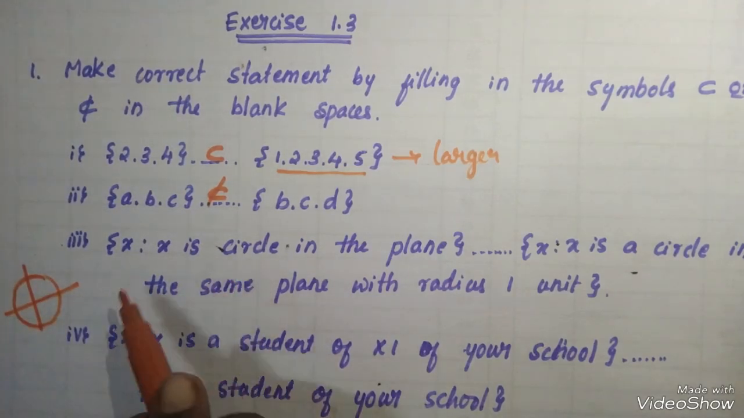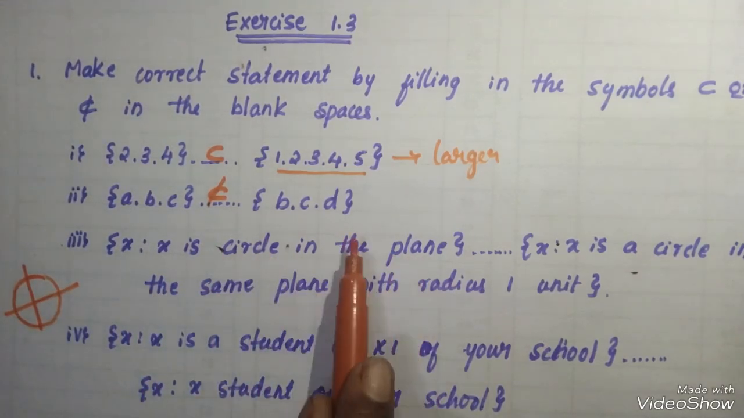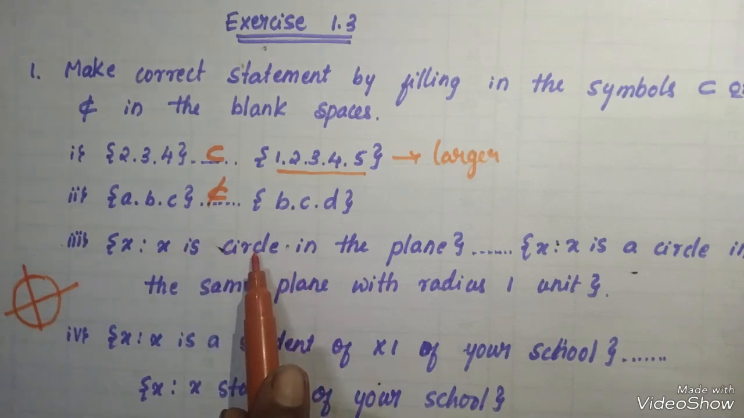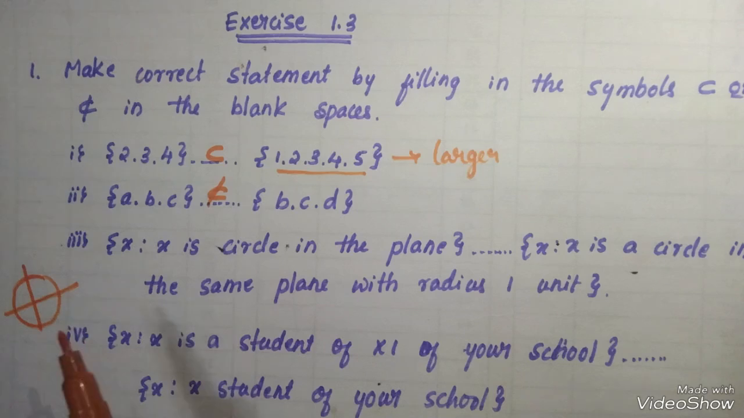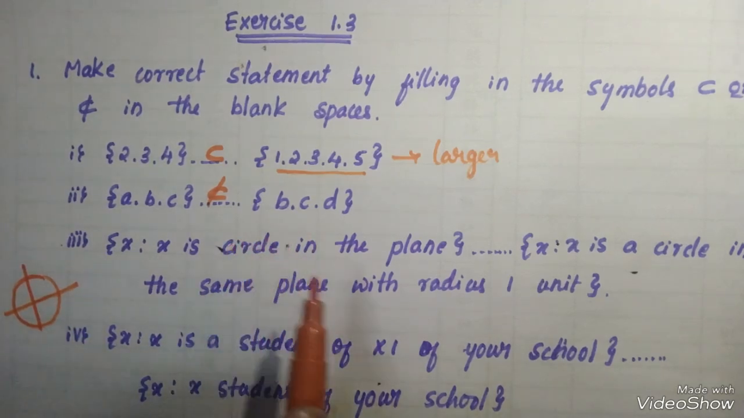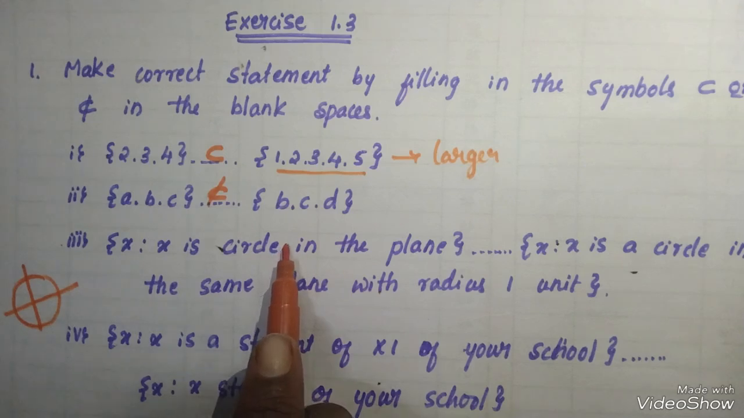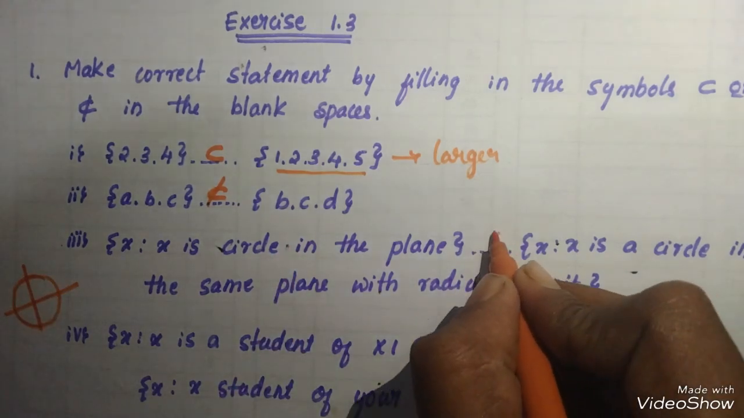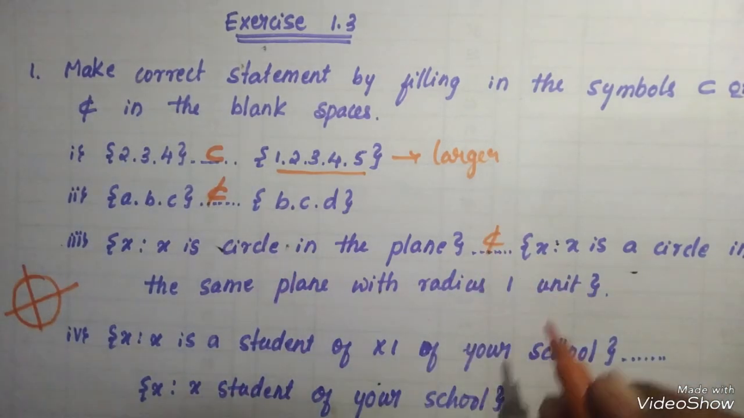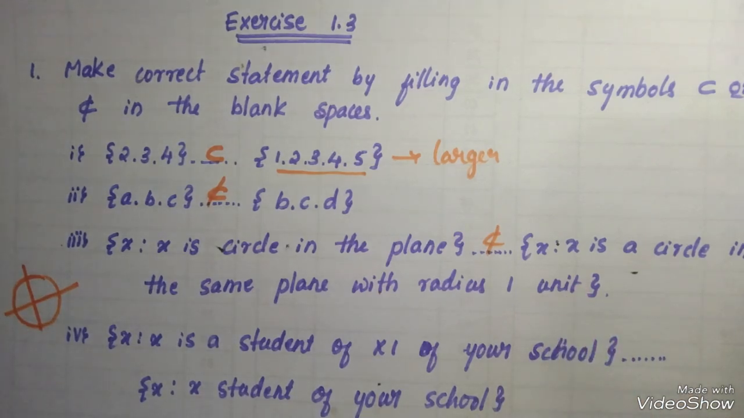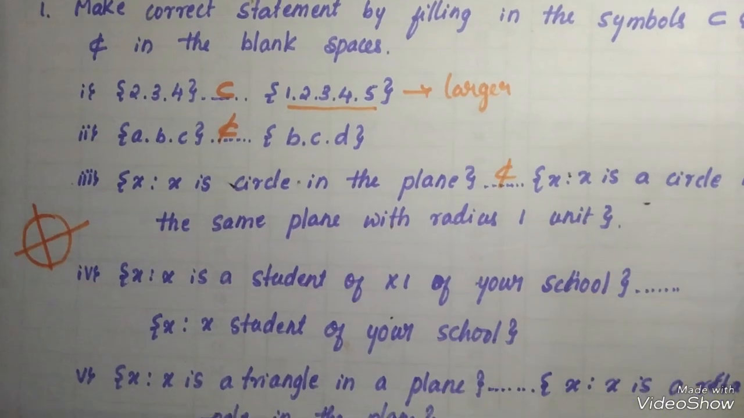But here X is a circle in a plane. There is no condition. The radius may be 1 unit, 2 units, more than 1 unit or less than 1 unit. Therefore, this is the smaller set and this one is the larger set. Therefore, it is not a subset. Always the right hand side is a larger or equal set. Therefore, it is a subset.